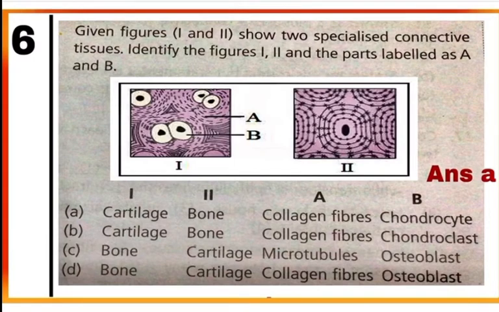Question 6. Given figure 1 and 2 show two specialized connective tissues. Identify the figure 1, 2 and the parts labeled as A and B. Option A. Figure 1 is of cartilage and figure 2 is of bone. Both these are specialized connective tissues. In figure 1, which is the cartilage, A are collagen fibers and B is the cell chondrocyte enclosed in a small cavity.